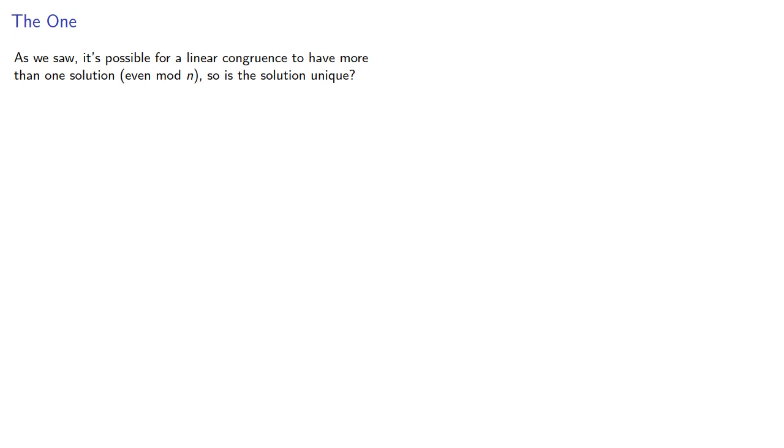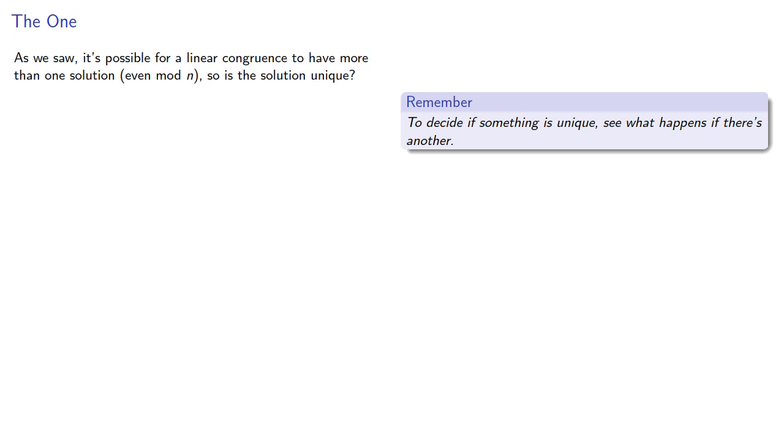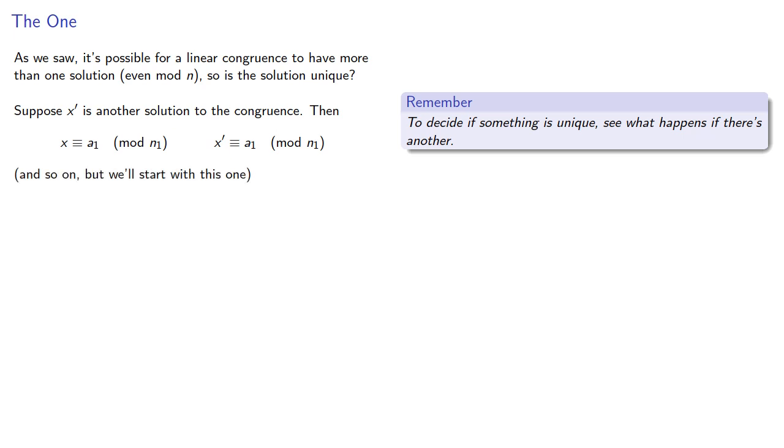As we saw, it's possible for a linear congruence to have more than one solution, even mod n. So is the solution unique? A very common strategy in math is to decide if something is unique, see what happens if there's another. So suppose x prime is another solution to the congruence. Then x is congruent to a1 mod n1, and x prime is congruent to a1 mod n1 as well, and so on for the others, but we'll start with this one.